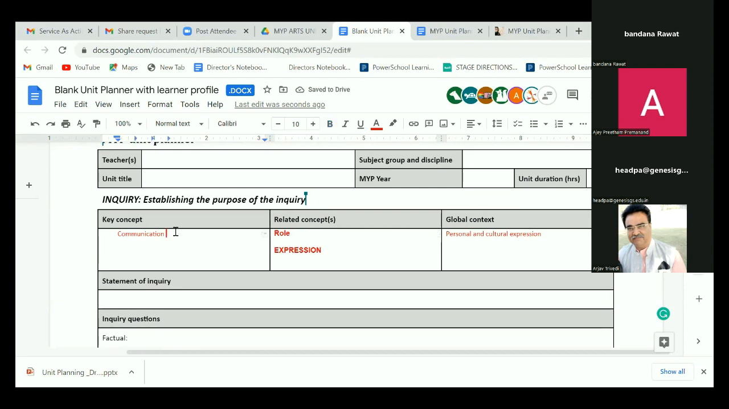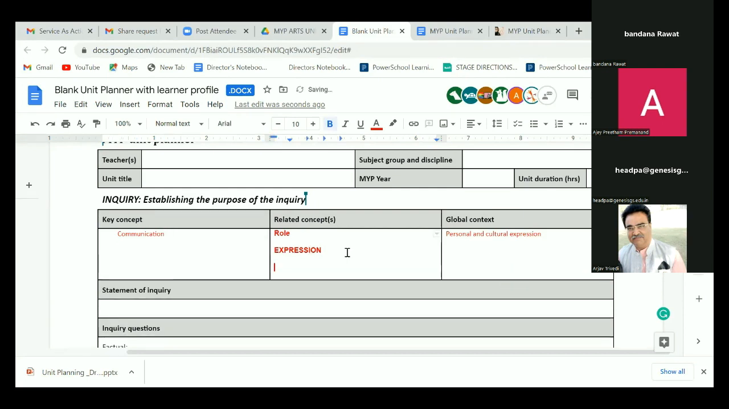Expression is fine. I thought of structure as well. You thought of structure? Yeah. Is structure all right, Vandana? I mean, even expression is fine. I'm just. Everything is fine.